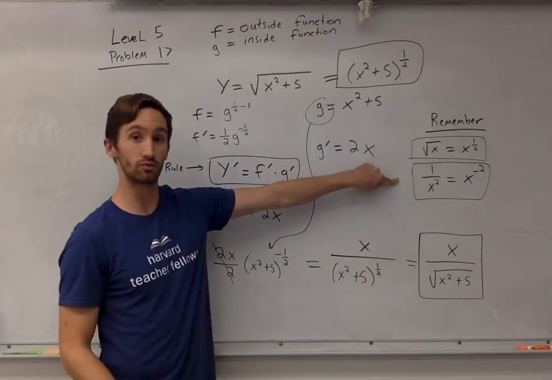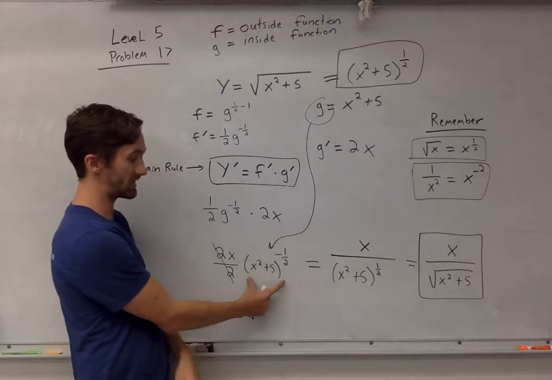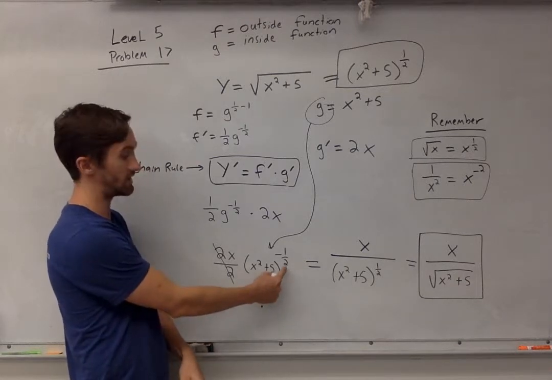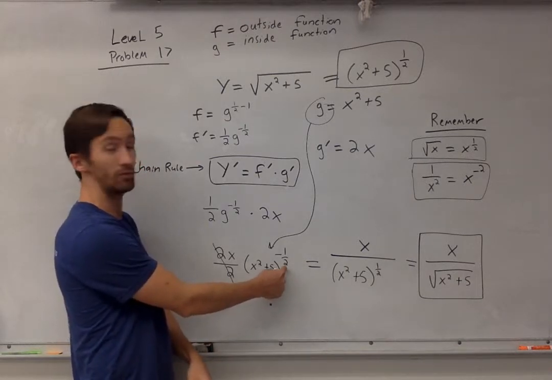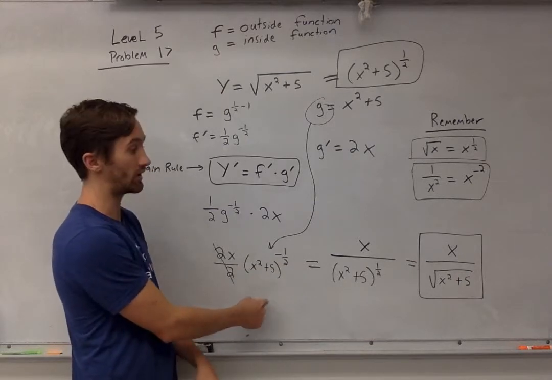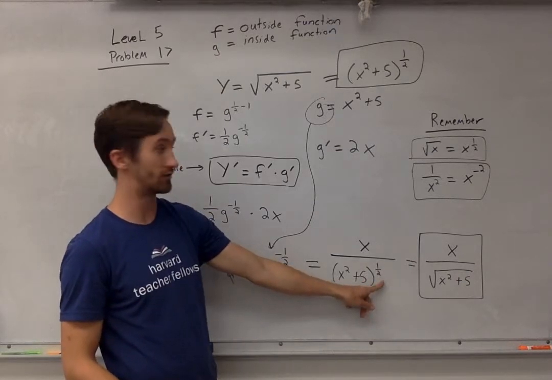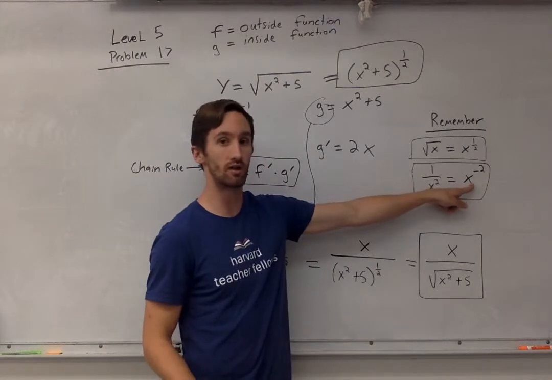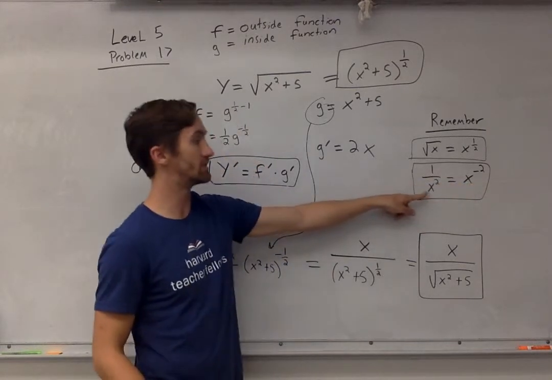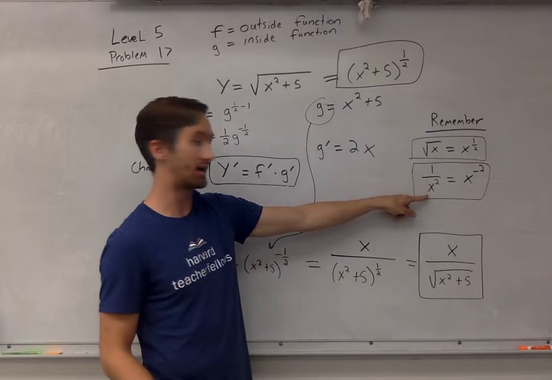So I used this rule here. I took this x squared plus 5 to the negative 1/2, and I moved it to the denominator, and when I moved it, it became positive, right? It was in the numerator and negative. I moved it to the denominator and made it positive.